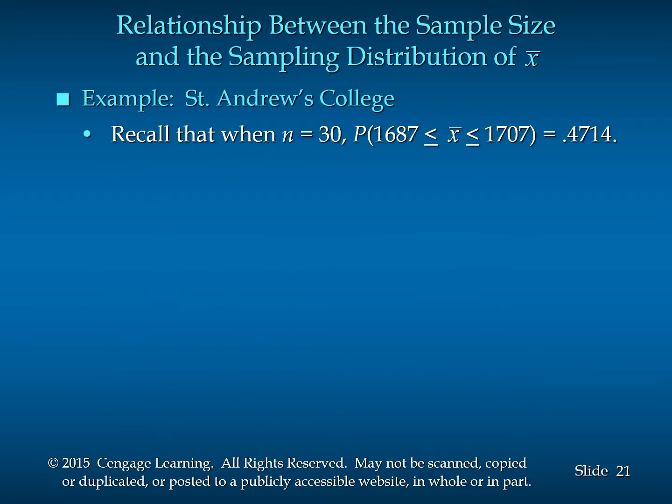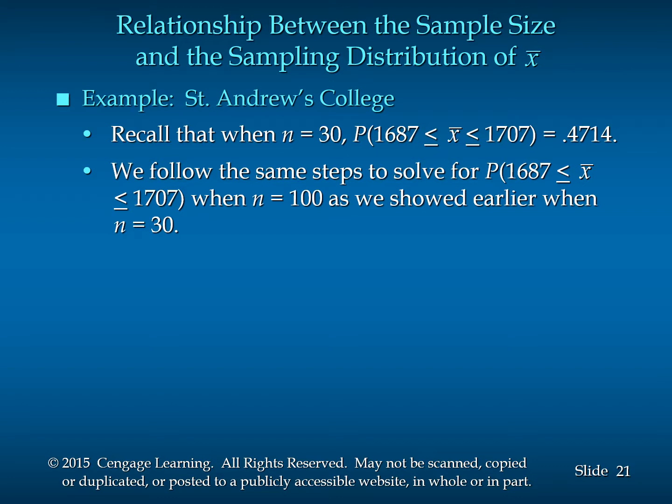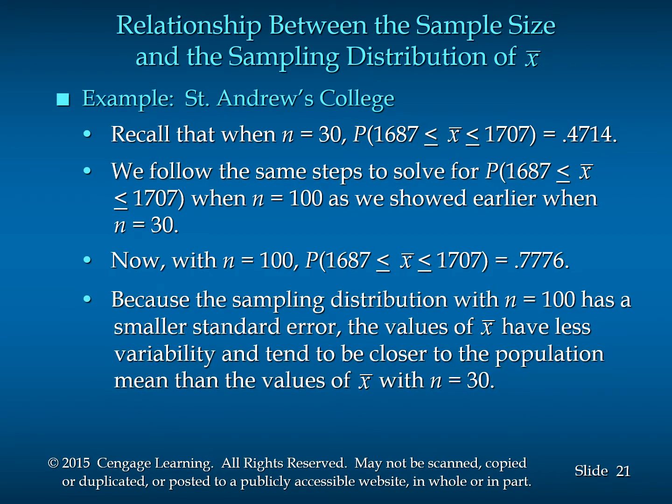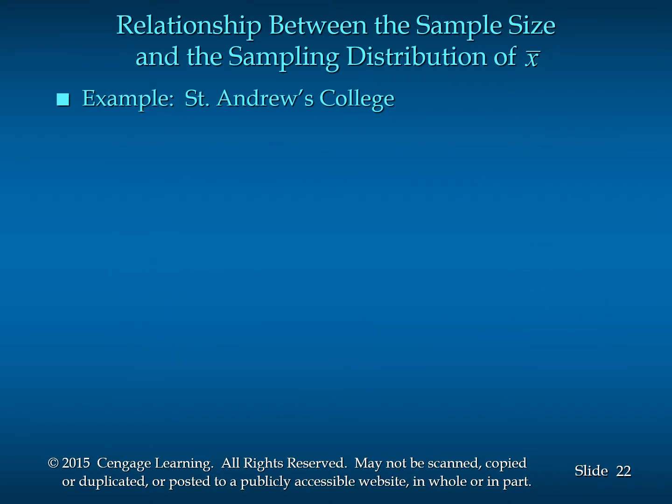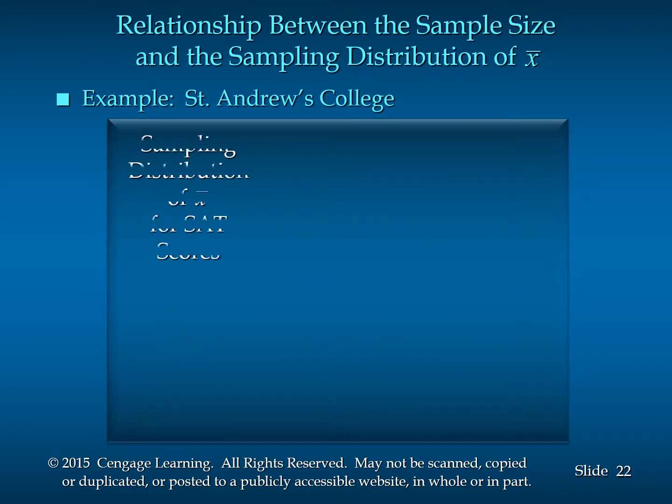And when the standard error gets smaller, the interval from 1687 to 1707 will represent a larger percentage of the total area of the distribution. From these calculations, you will see that the probability of the sample mean being in that interval increases from 47% to nearly 78%, as shown in this normal curve.